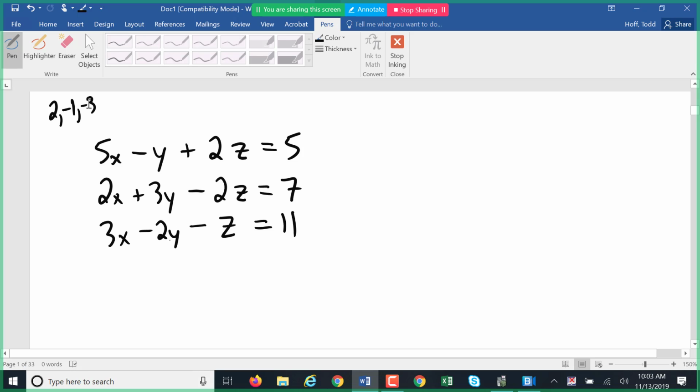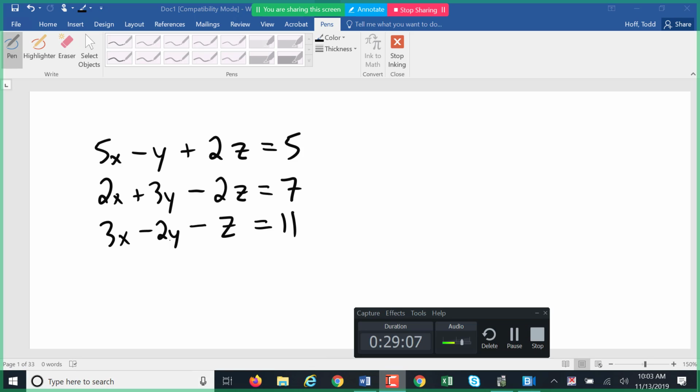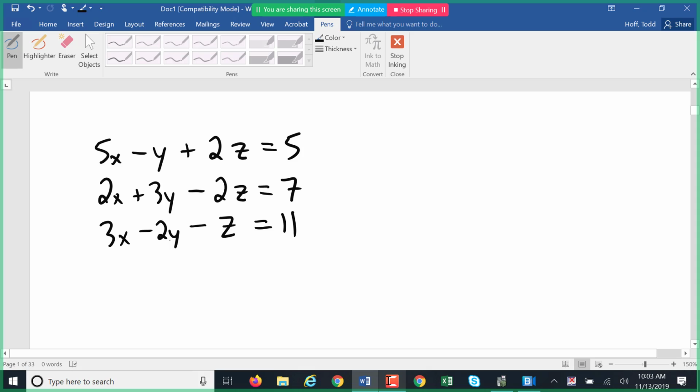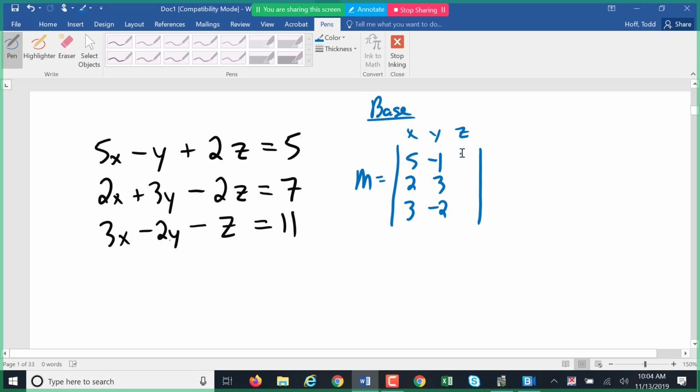So let's take this system of equations here. 5x minus y plus 2z equals 5. 2x plus 3y minus 2z equals 7. 3x minus 2y minus z equals 11. So I'm going to define our base matrix. That base matrix M is just going to be, instead of x and y, it's x, y, and z columns now. So the x column is 5, 2, and 3. The y column is negative 1, 3, and negative 2. The z column is 2, negative 2, and negative 1.